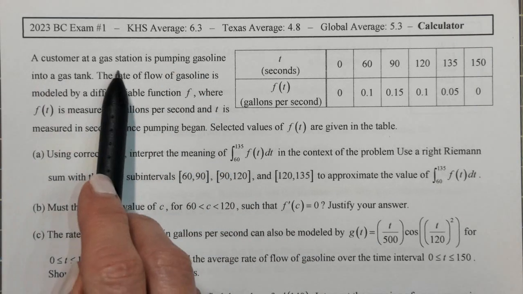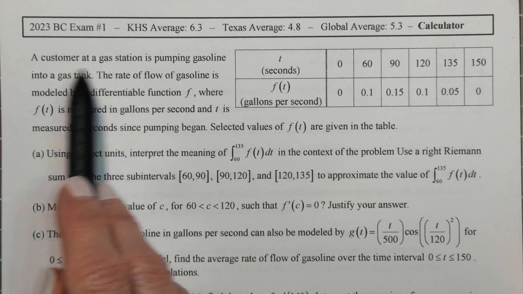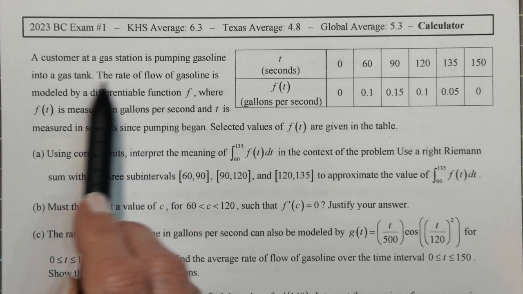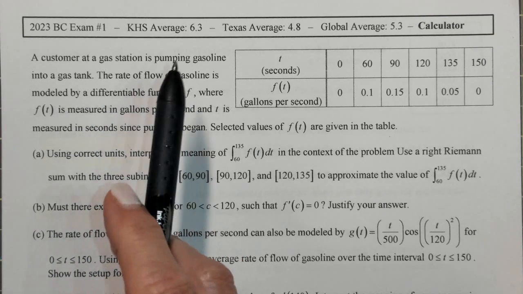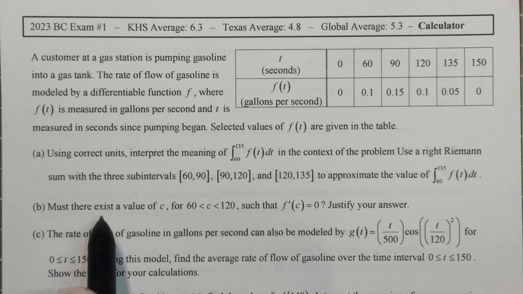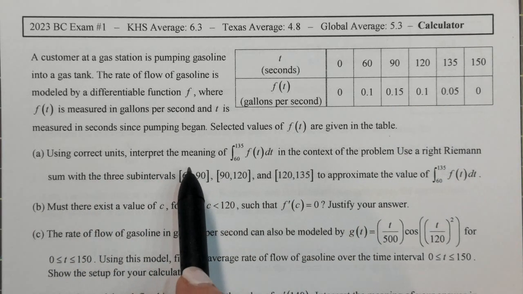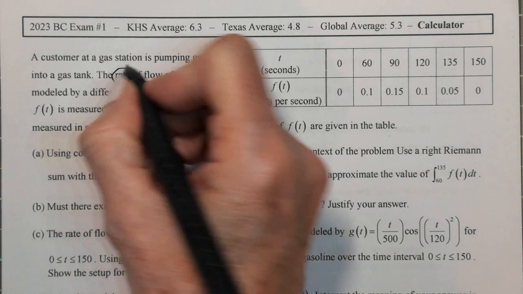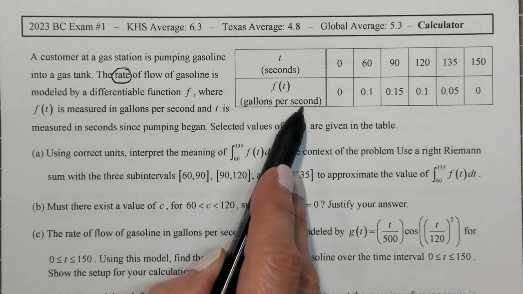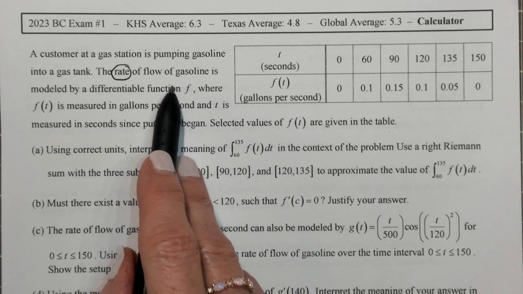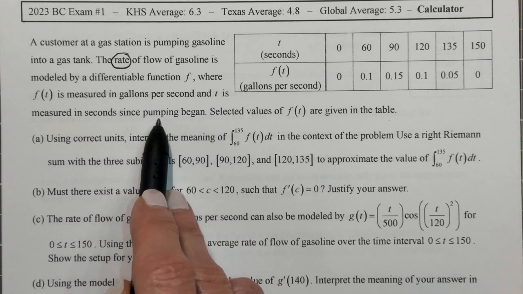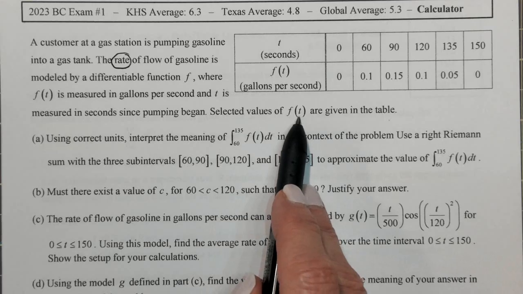Okay, a customer at a gas station is pumping gasoline into a gas tank. The rate of flow of gasoline is modeled by F. So this is almost like a rate in problem as well. It just happens to also have a set of data. So they're giving us the rate. Okay, the rate is F, gallons per second. F of T is measured in gallons per second. T is in seconds since pumping began. Selected values of F are given in the table.